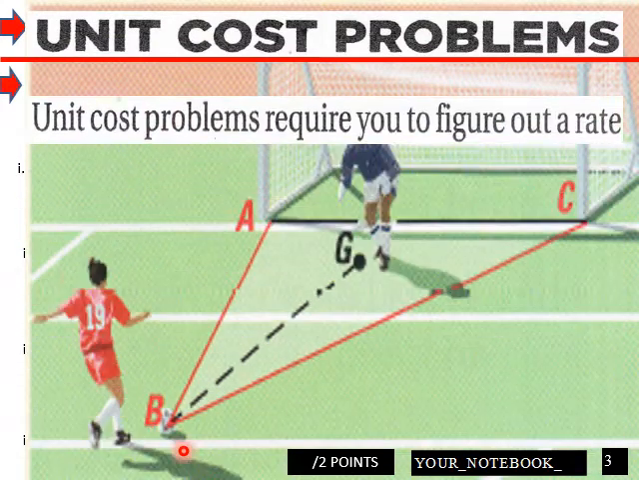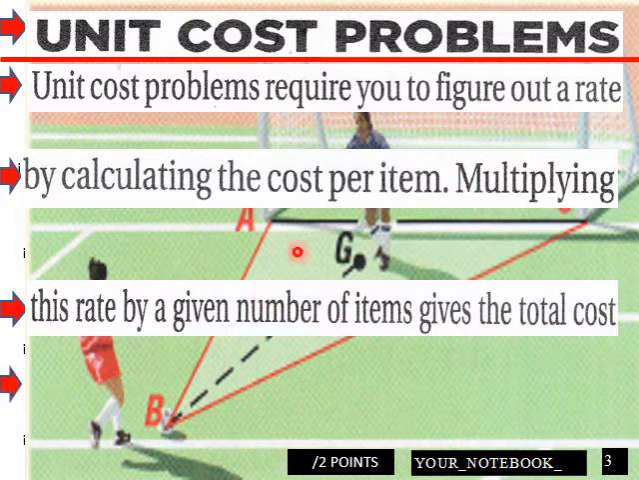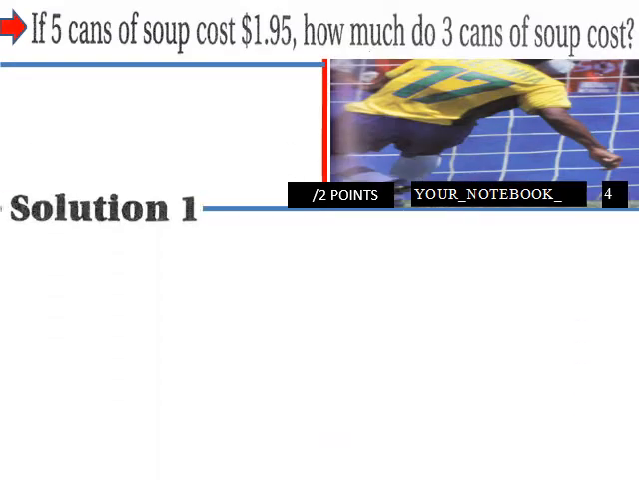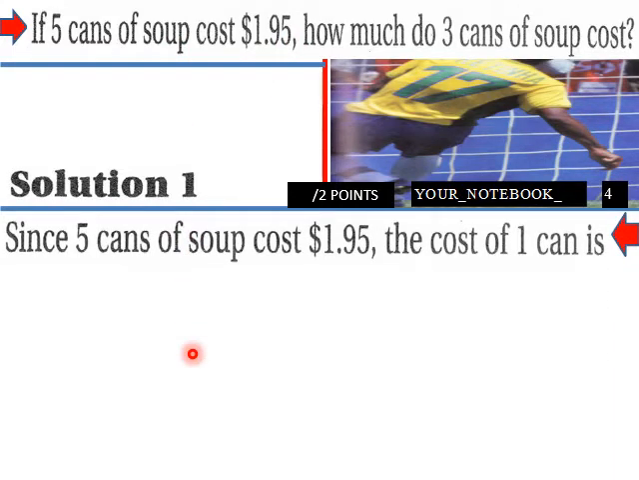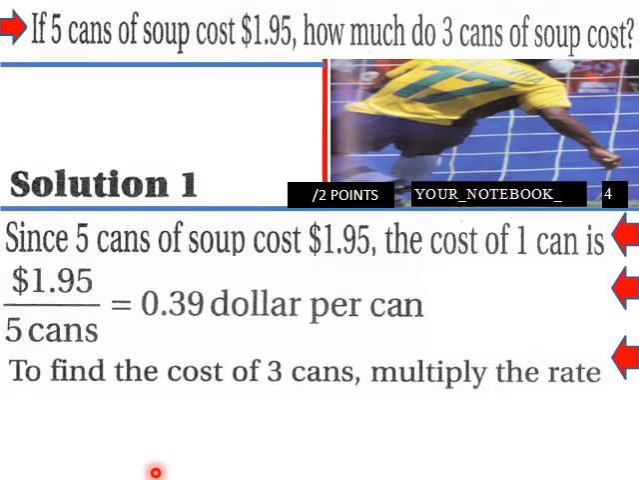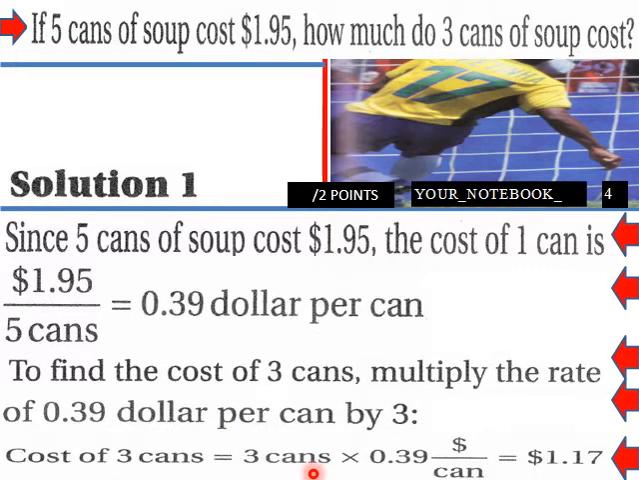Unit cost problems. Unit cost problems require you to figure out a rate by calculating cost per item. Multiplying this rate by a given number of items gives the total cost of those items. So for example, if 5 cans of soup cost $1.95, how much do 3 cans of soup cost? Since 5 cans cost $1.95, the cost of 1 can is 39 cents per can. To find the cost of 3 cans, multiply the rate, $0.39 per can, by 3, and that gives you $1.17.